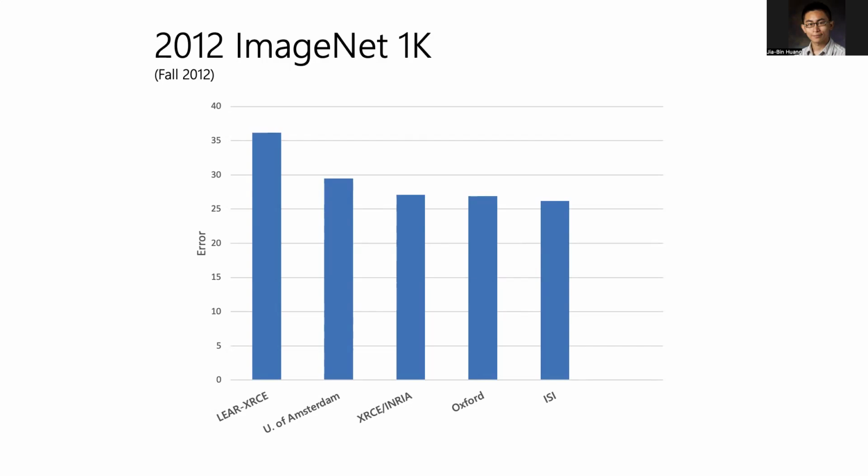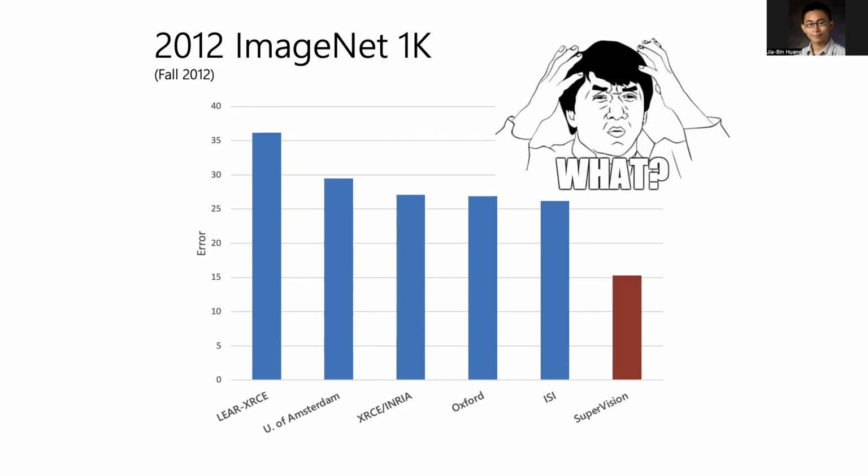People had run this since, I think, 2008, and it didn't really work well. So people were frustrated because the progress was not improving. At that time, vision people were kind of depressed. And then a team from Toronto just blew everyone out of the water, right? They cut the error rate almost by half. And so computer vision people were really shocked.